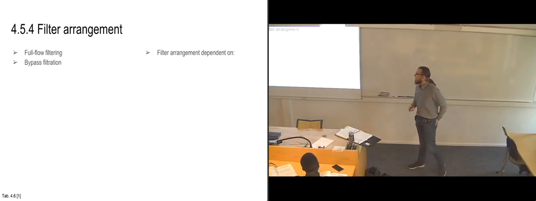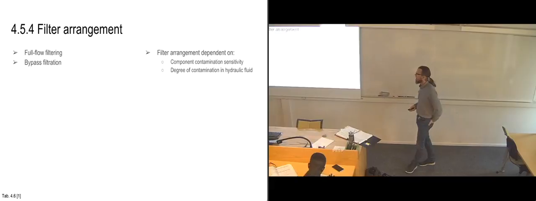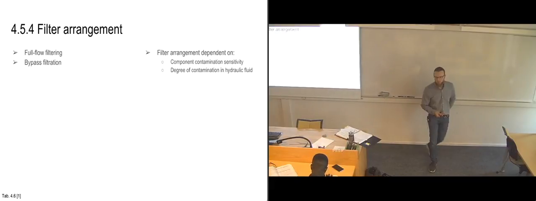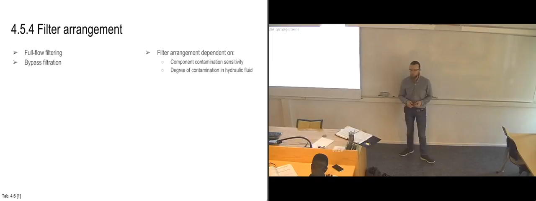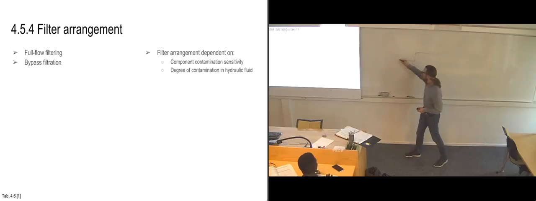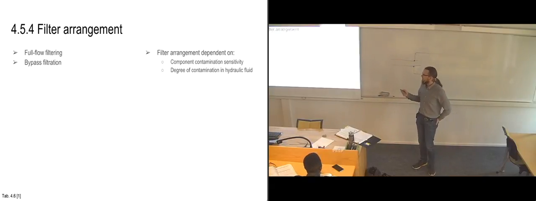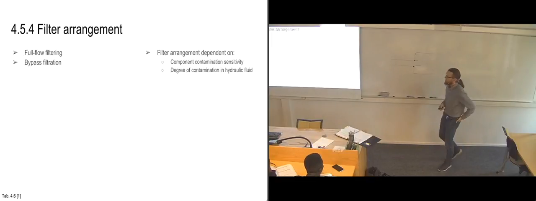And the filter arrangements are dependent on the contamination sensitivity of the components in the hydraulic system and the degree of contamination in the hydraulic fluid. So if you have a system where you end up getting quite a lot of contamination in the hydraulic fluid, like an excavator. I talked about these cylinders where you have the piston going out of the cylinder and you have these scraper rings that are supposed to scrape off all of the dirt, but there is always some dirt that gets past them and into the cylinder, and from there on gets into the hydraulic fluid, so that the degree of contamination is very dependent on what kinds of components you have in your system.